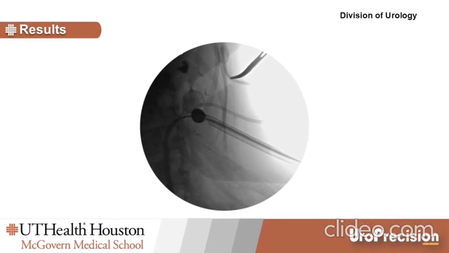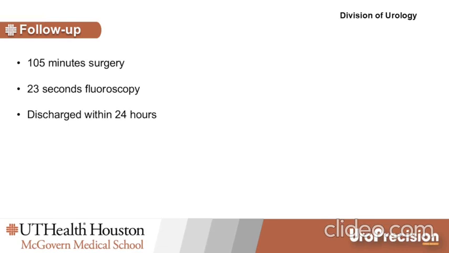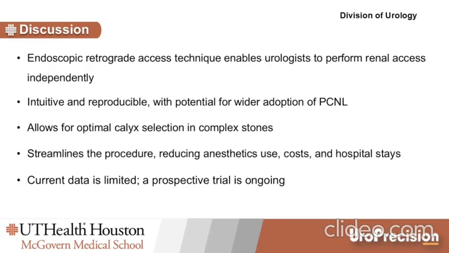This is the final appearance after the treatment, just before the renal sheath is removed. The total operative time was 105 minutes, with access achieved in 23 seconds under fluoroscopy. The patient was discharged within 24 hours, free of complications. The endoscopic retrograde access technique enables urologists to independently perform renal access without relying on interventional radiology. This intuitive and reproducible procedure has the potential to increase the adoption of PCNL among urologists.